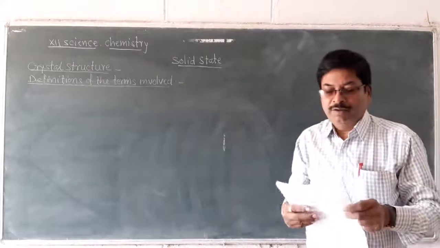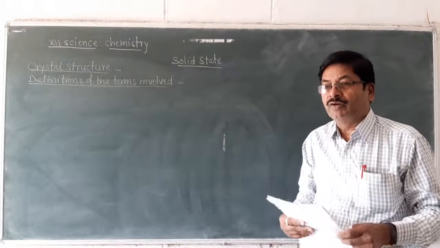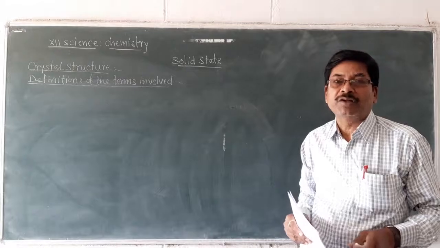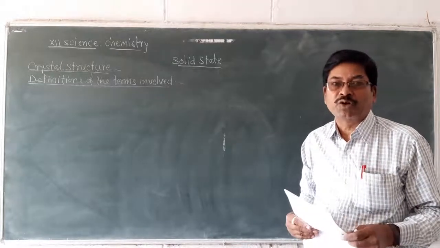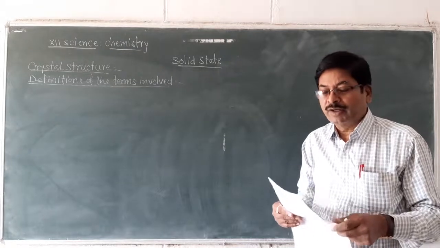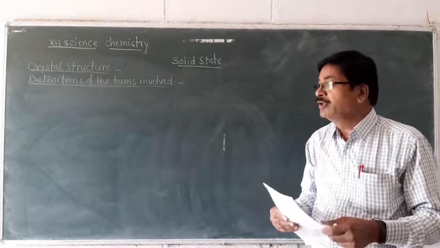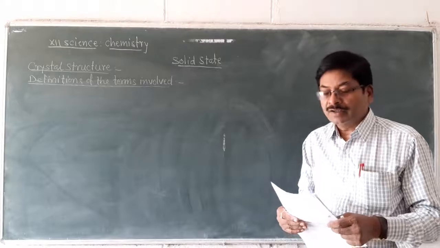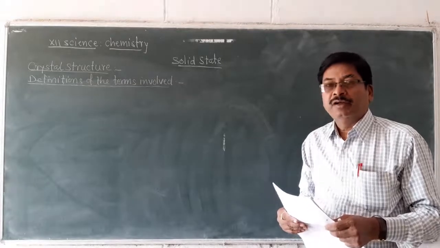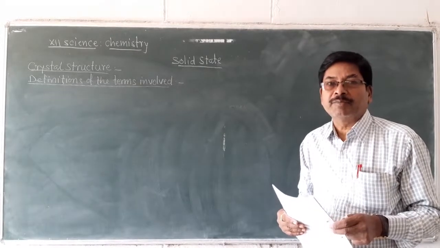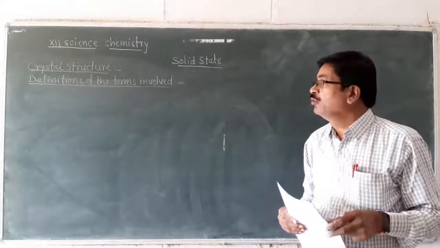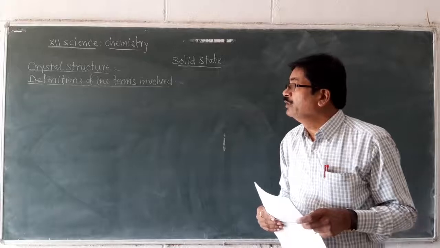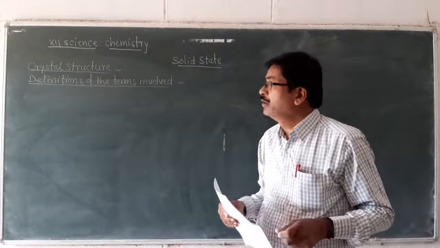Students, in the previous video we have seen two types of solids, crystalline solids and amorphous solids. Also we have seen different types of crystalline solids. How a crystal structure is made in crystalline solids can be explained in today's video. In today's video we will discuss crystal structure.